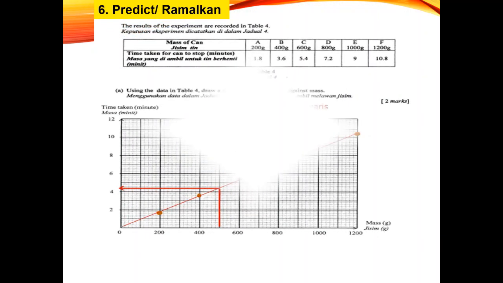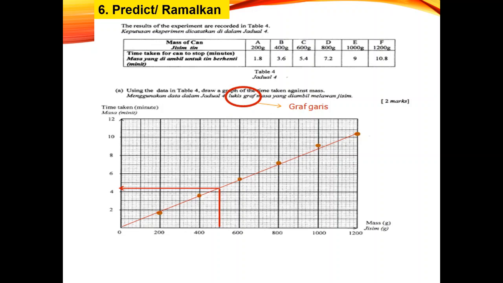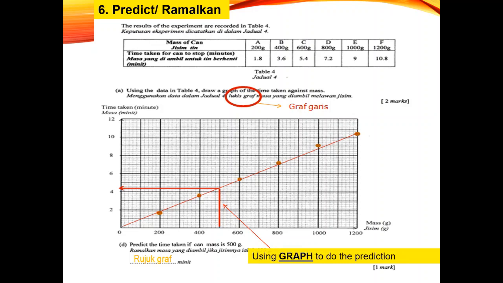So the next science process skill that I'm going to discuss is how to do the prediction. So usually for the prediction, they will ask you to predict from the graph. So for example, this question relates the mass of the can and the time taken for the can to stop. So usually you need to do the prediction by using the graph. For example, the question says the mass of the can is 500 gram. What is the time taken, right? So 500 gram, what is the time taken? So you need to do the prediction from the graph.